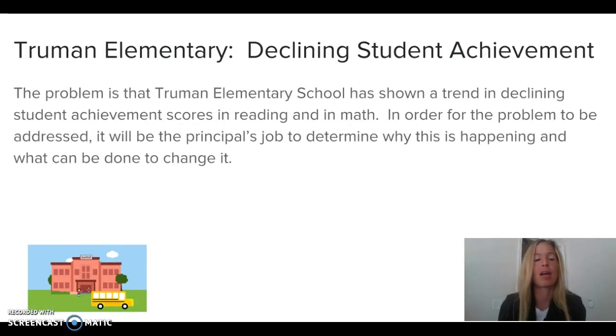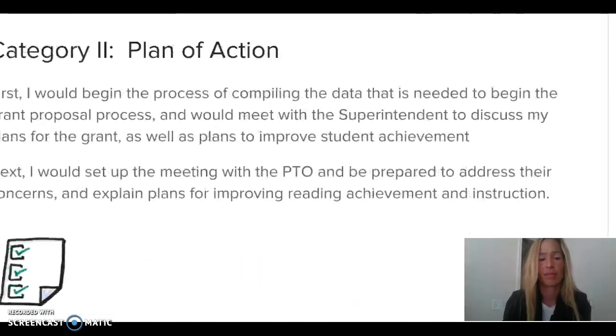So essentially, the problem is that Truman Elementary School has shown a trend in declining student achievement scores in reading and in math. In order for the problem to be addressed, it will be my job to determine why this is happening and what needs to be done to change it.